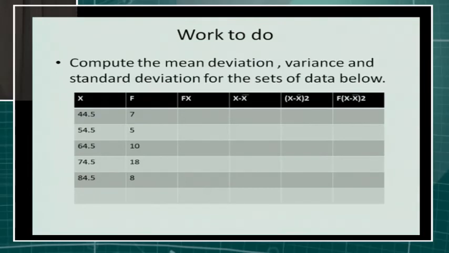And after you have gotten this, then you solve for your mean. So your X minus mean, what you get here, you are going to square it here. Then after squaring it, you are going to multiply it by F. So it will make your work easier. So calculate the mean deviation for this, variance for this, and standard deviation for this.